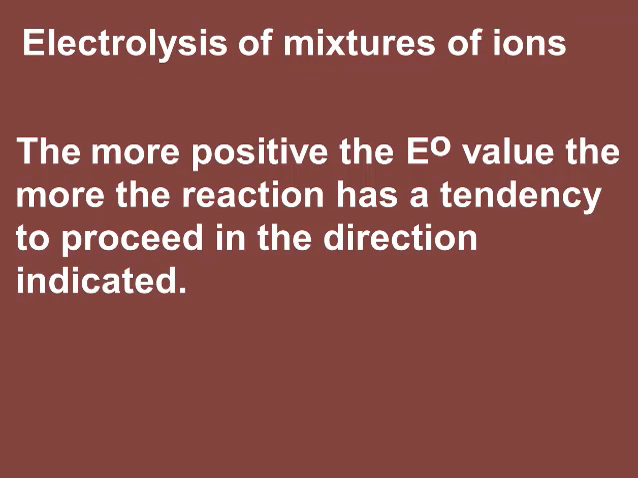The more positive the E naught value, the more the reaction has a tendency to proceed in the direction indicated. We've seen that before when you were given the 2 half reactions. The one that was more positive is going to stay as written. The other one is the one we reversed.